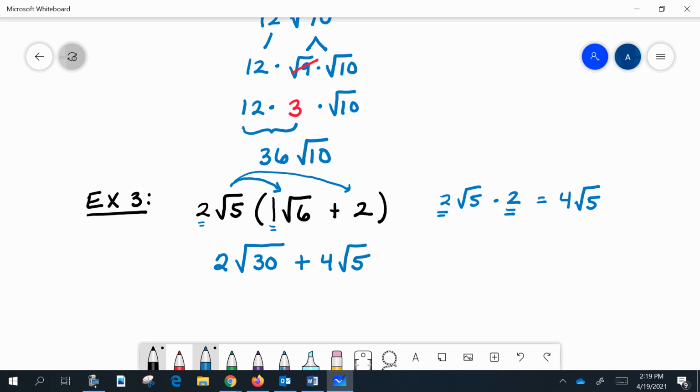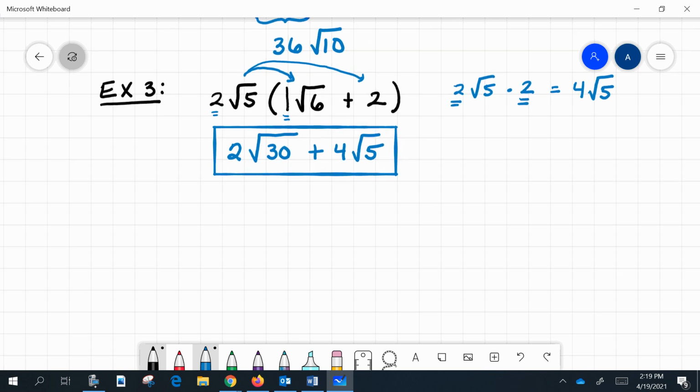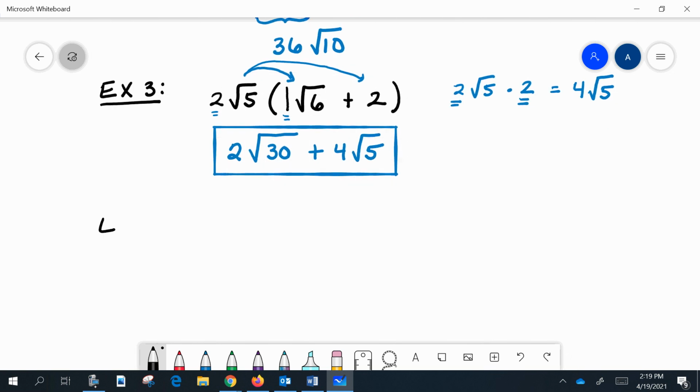Now, since these two radicals are not the same, and neither of them can be simplified, this would be the final result, and we would not be able to add anymore. All right? So it doesn't always have to be a lot of steps when you're multiplying.